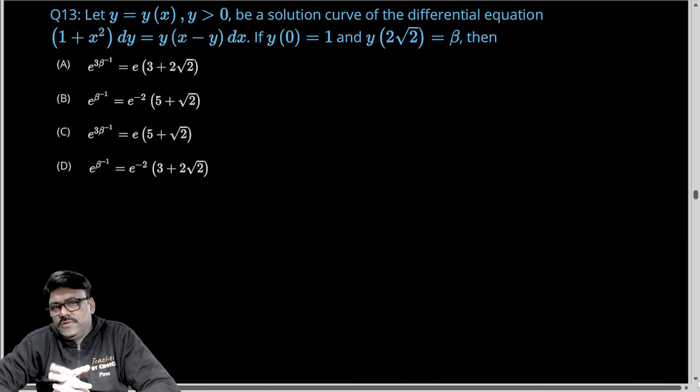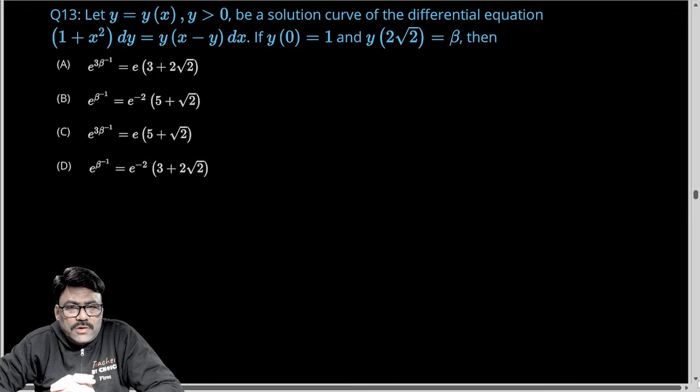Okay, see this question. This is from differential equations. (1 + x²) dy = y(x − y²) dx, y(0) = 1, and y(2√2) is β. Then you have to pick the correct option here.